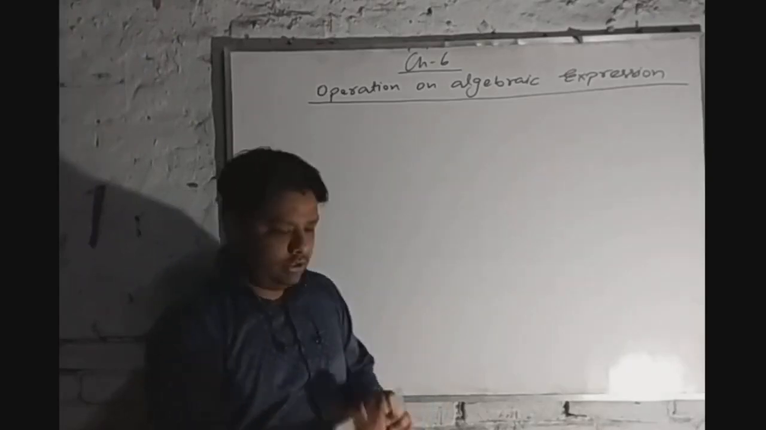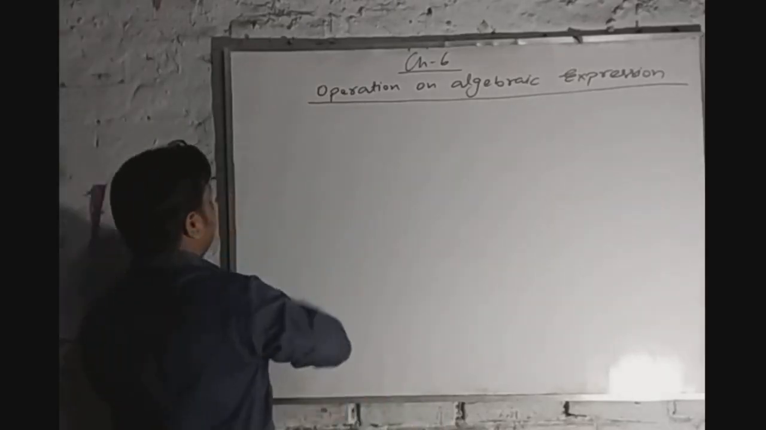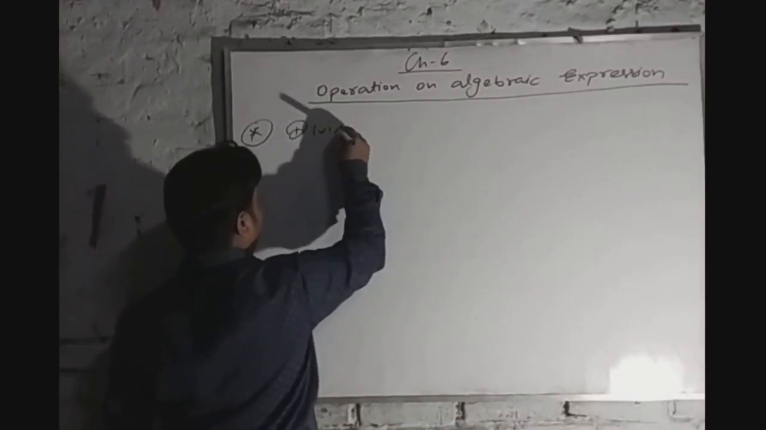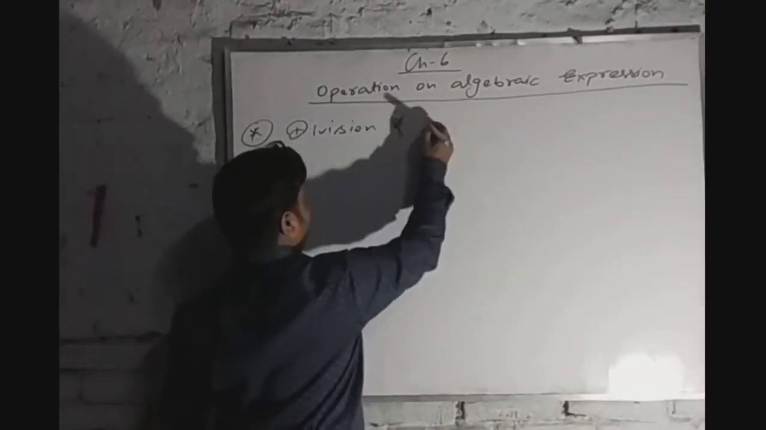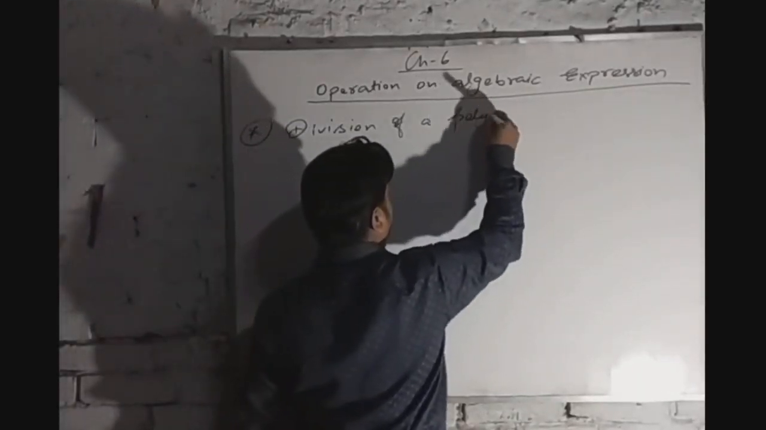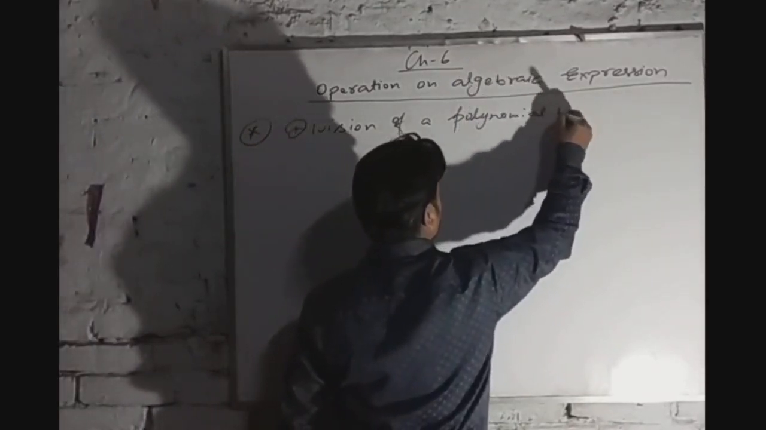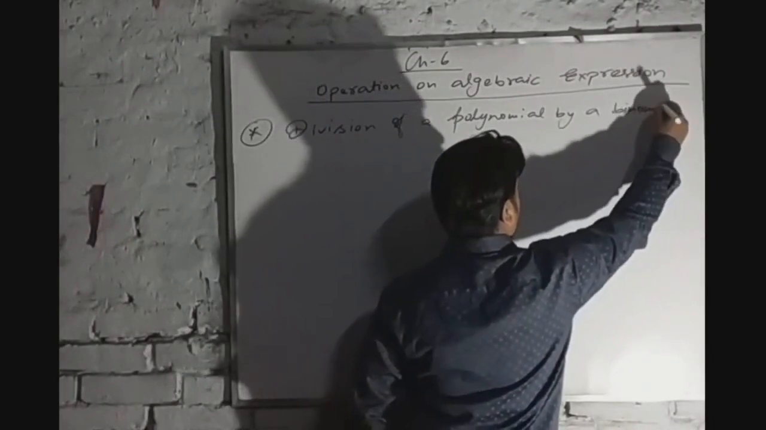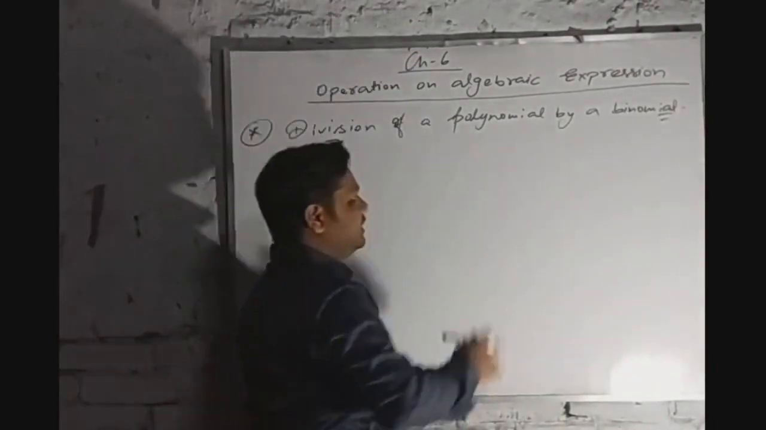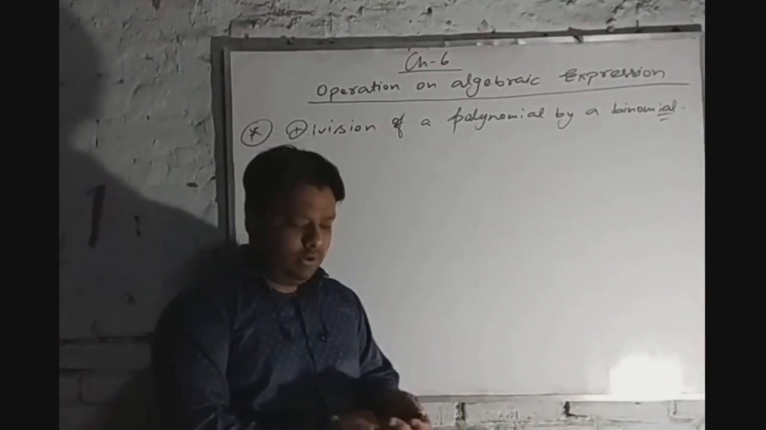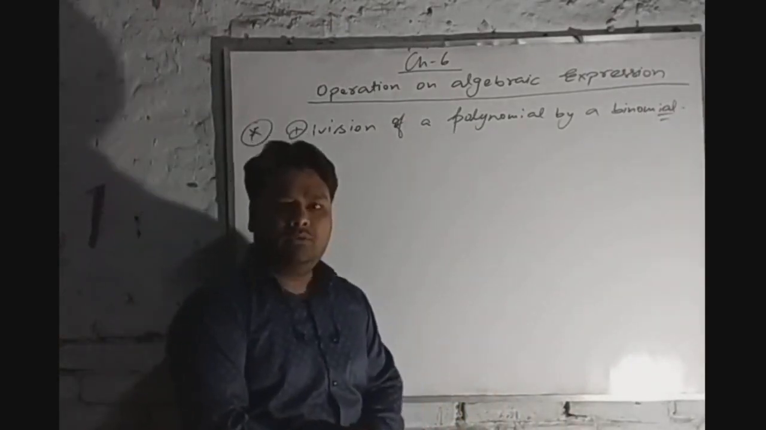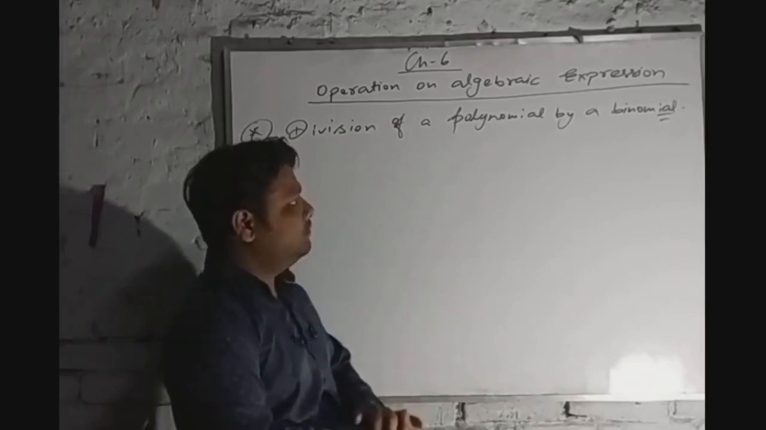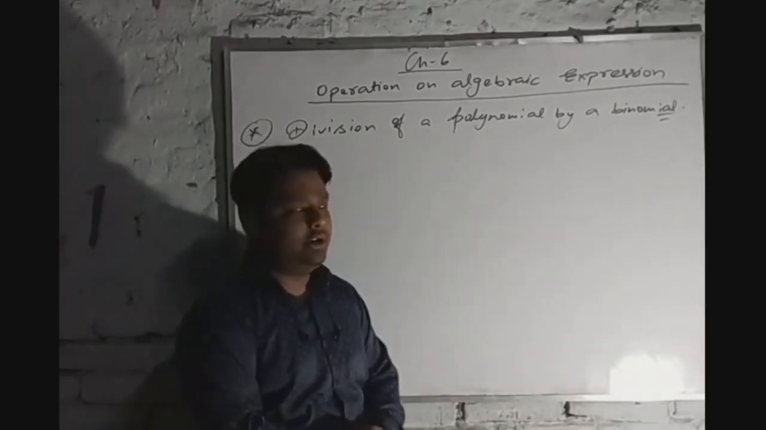Let's see on the board first. The topic is division of a polynomial by a binomial. In the previous video I solved one example based on this topic. Today we will discuss some more to clear all the doubts.